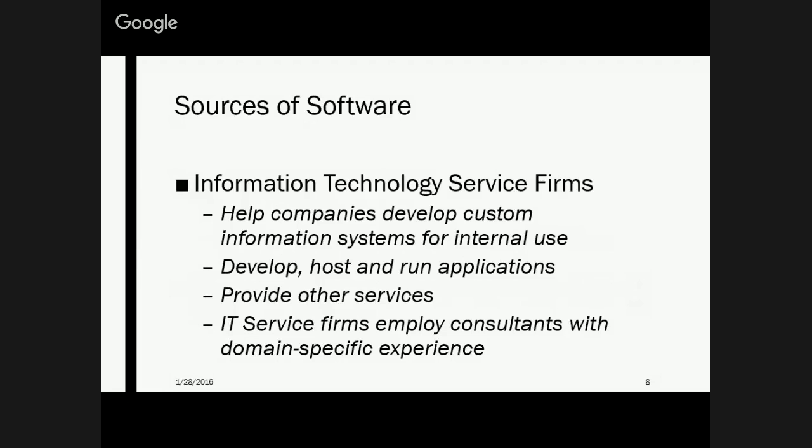And then the big thing, they're going to have consultants that are experts in these areas, and that's what ATG has. They have people that would be knowledgeable about different types of business to be able to go in and help come up with these solutions. So that's the first source, the IT service firm.